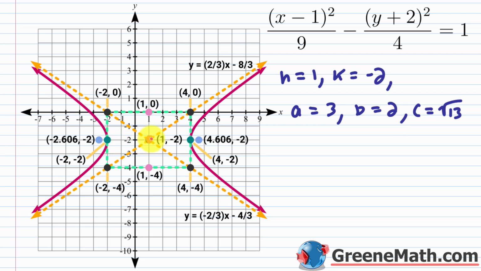If the transverse axis is horizontal, we just drew it, the conjugate axis is perpendicular to that, so it's going to be vertical. So that means I'm moving 2 units up from the center. So I'm going to go to this point right here, which is 1 comma 0, and I'm going to move 2 units down from the center. So I'm going to be at this point right here, which is 1 comma -4. So those are your co-vertices.